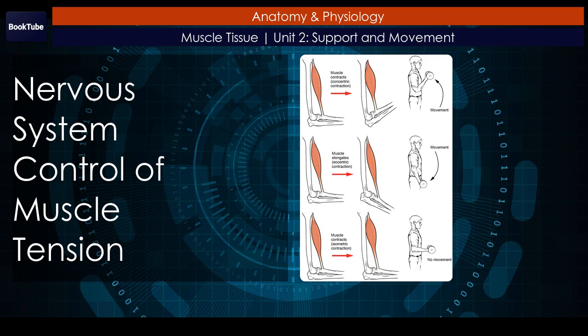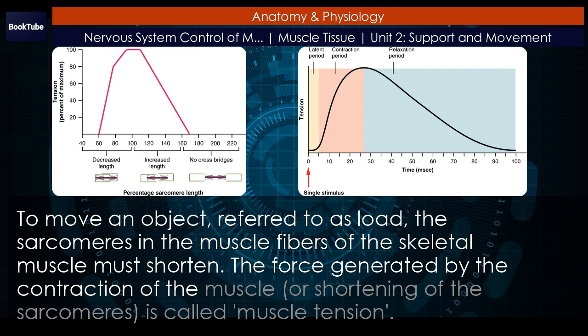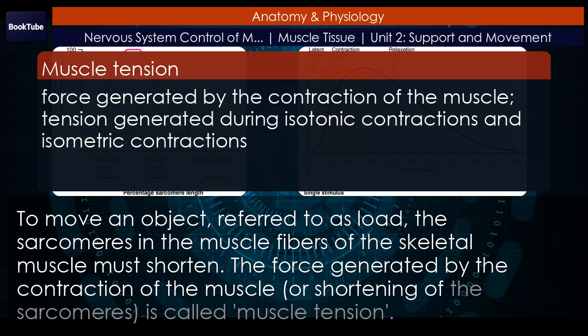Nervous system control of muscle tension. To move an object, referred to as load, the sarcomeres in the muscle fibers of the skeletal muscle must shorten. The force generated by the contraction of the muscle, or shortening of the sarcomeres, is called muscle tension.